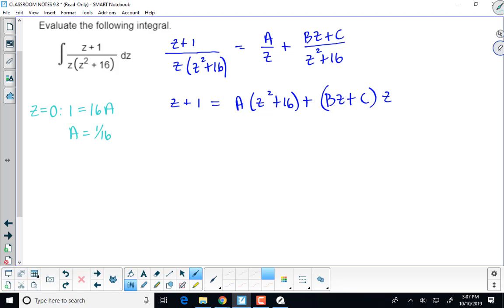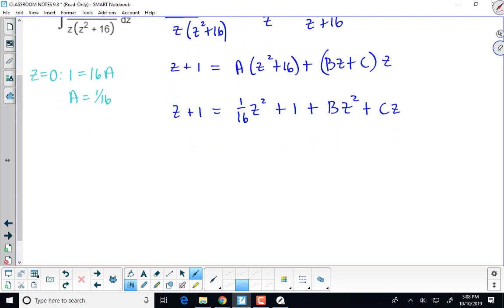Okay, so before we set up our polynomial equal polynomial thing, we'll just plug in that a value. We'll leave this side as z plus 1. A is 1/16, so we end up with 1/16 times z squared plus 1, plus bz squared plus cz. I think we can pull off our coefficients and not rewrite the whole thing. What is the coefficient of z squared on the right-hand side? On the left it's 0, and on the right we have 1/16 plus b. So that tells us right away that b is negative 1/16.